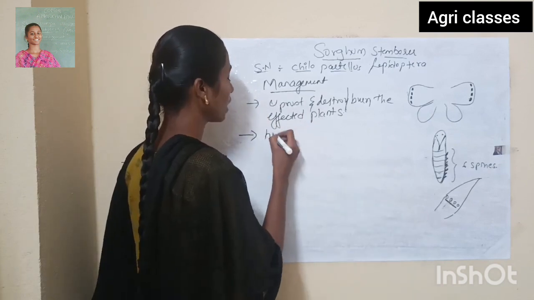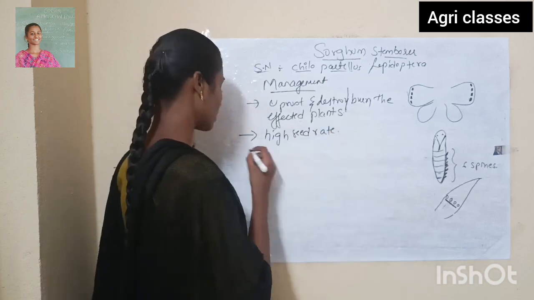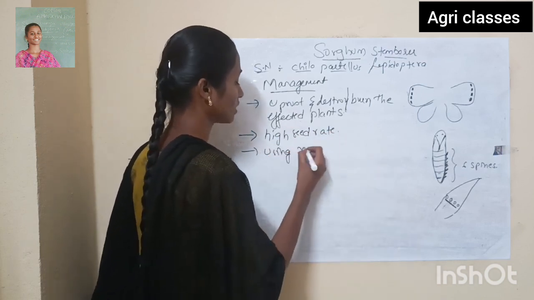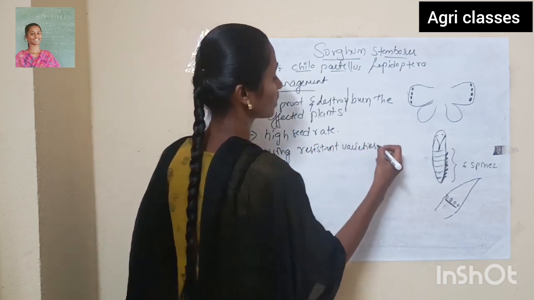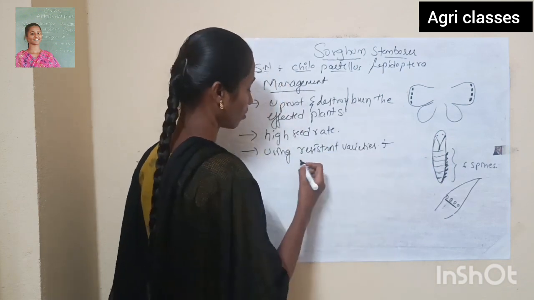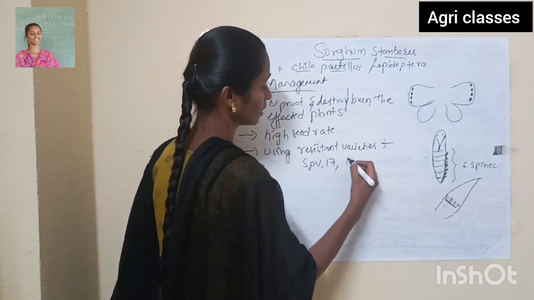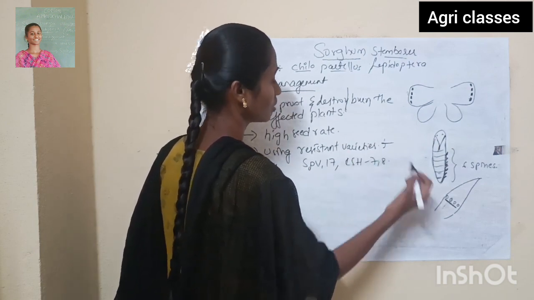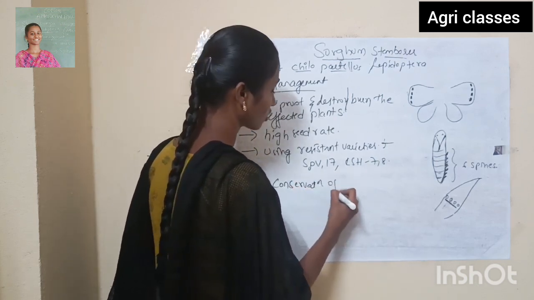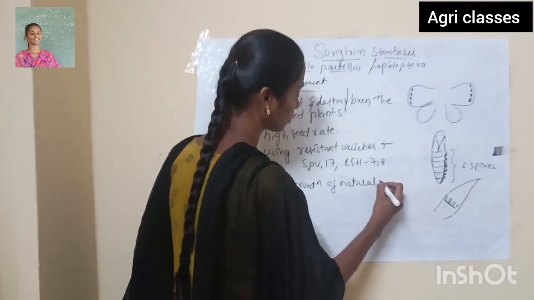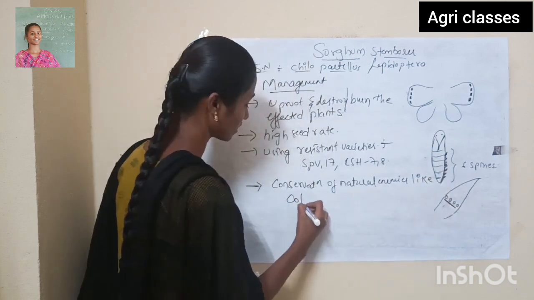And next, use a high seed rate. After thinning, we can remove the affected plants. Then use resistant varieties. Examples of varieties resistant to stem borer are SPV 17 and CSH 7, 8. Then conservation of natural enemies like Cotesia and Xanthopimpla.